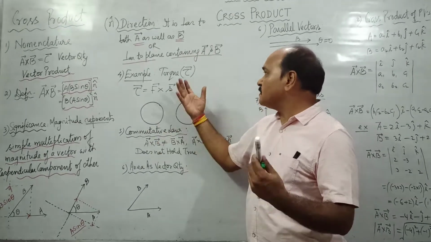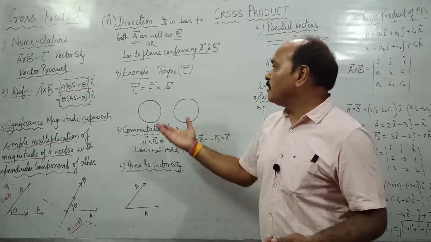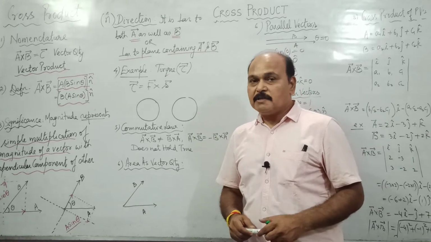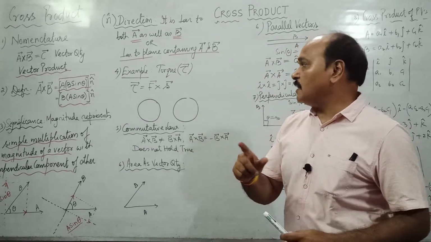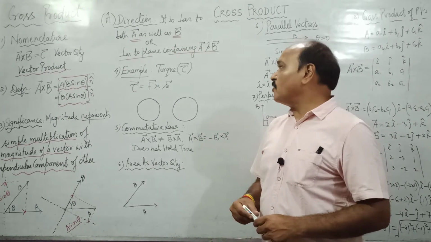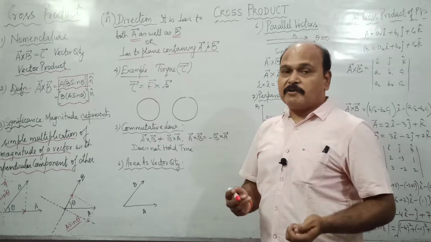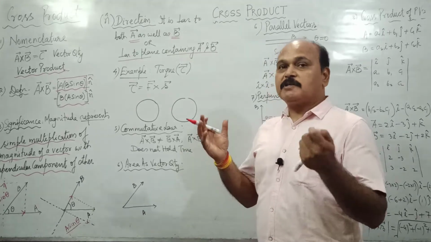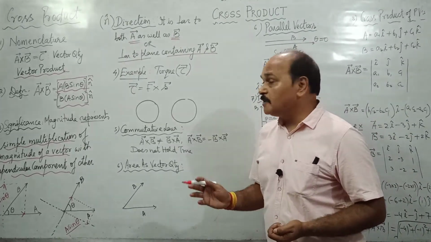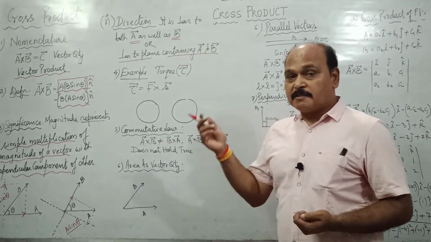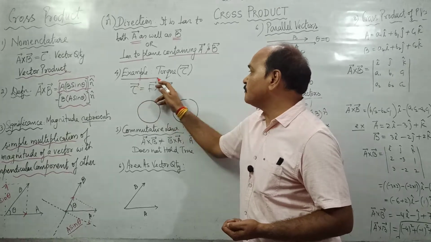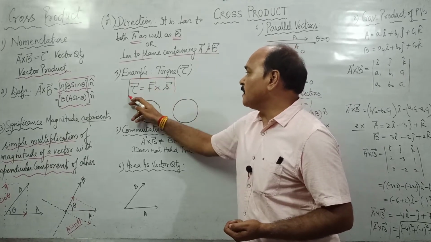Let us understand this better with the help of an example, that is torque. Torque is an axial vector, and all axial vectors are examples of cross product vectors. The torque is the turning effect of force, tendency of rotation due to force, ability of rotation due to force, and this is mathematically defined as cross product of force with displacement vector, F cross S.